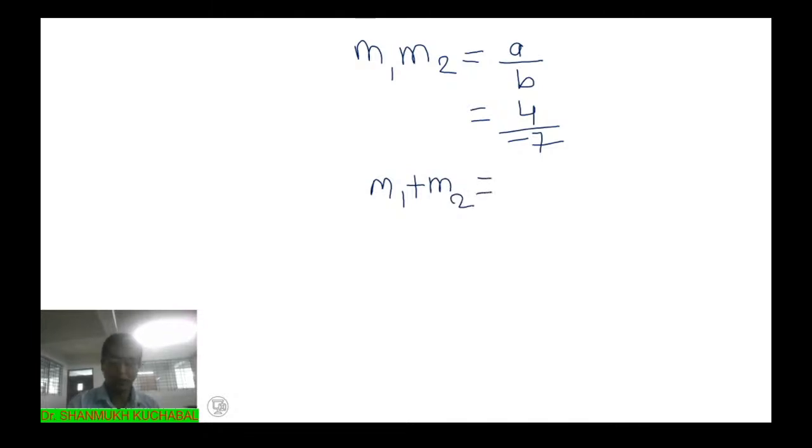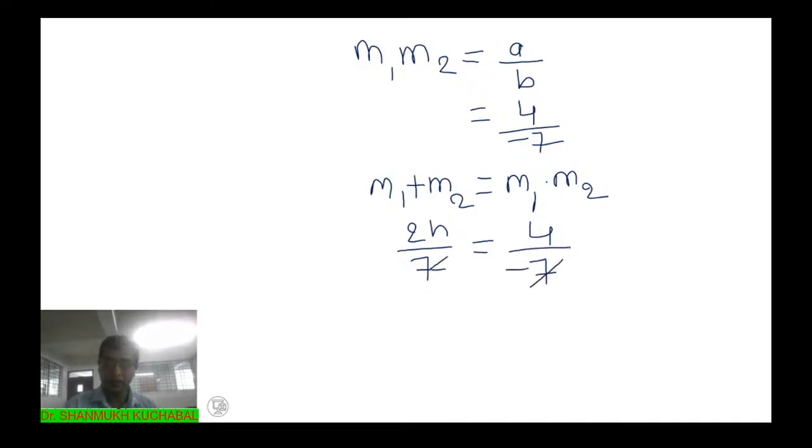Now we will take the product of slopes m1 into m2 equal to a divided by b. So a in this example is 4, b is minus 7. So it is given that in the equation the sum of slopes is equal to the product of slopes. So it is 2h divided by 7 from the first equation, and m1 into m2 is given by the expression 4 divided by minus 7.